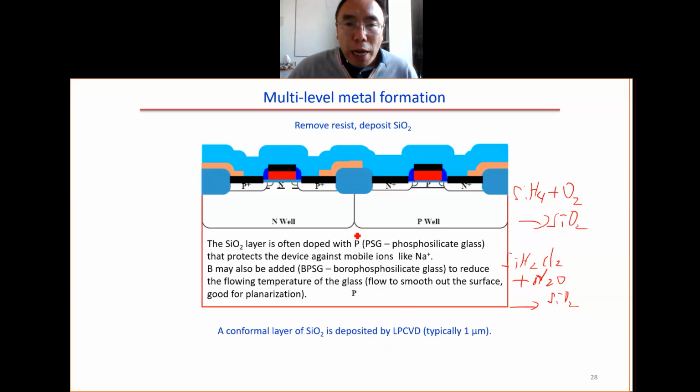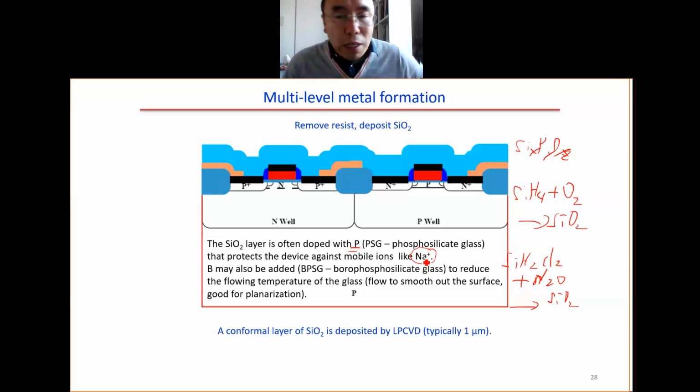So very often we add some phosphorus to the feeding gas. Then it becomes PSG, phosphosilicate glass. That means the material will be silicon, phosphorus, oxygen, SiPxOy, something like that. So the purpose for the phosphorus is to block the sodium ion. We know that the sodium ion is very bad for the device because it moves around easily within silicon. So we should get rid of the sodium ion.